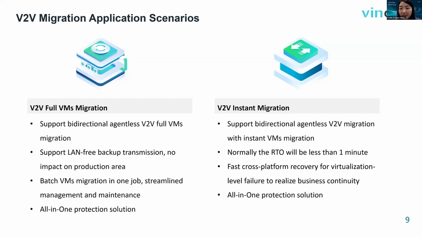And the second scenario is usually used for emergency cases, to recover the data across platforms with very short business downtime. In this situation, I suggest Vinchin V2V instant migration. This is very applicable to this situation. Normally, the RTO will be less than 1 minute. I believe this may be enough for you to maintain business continuity.